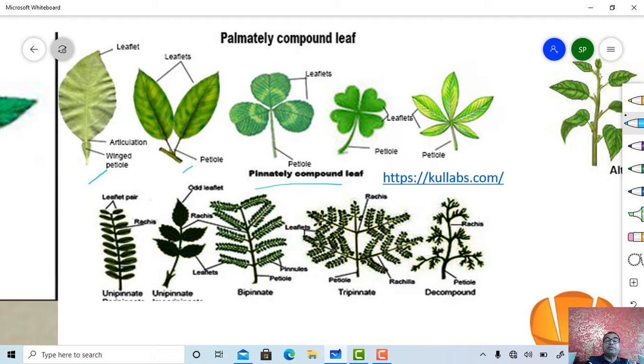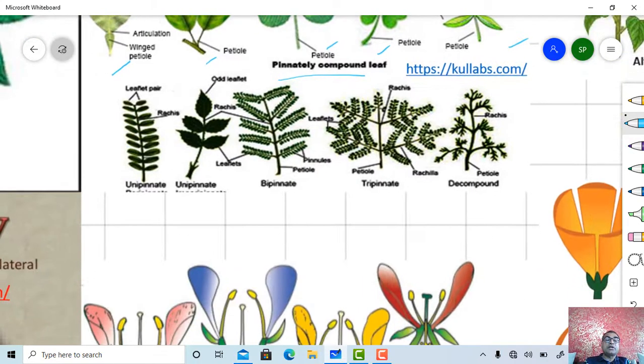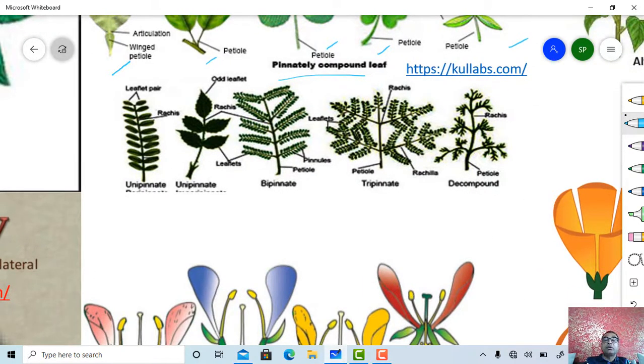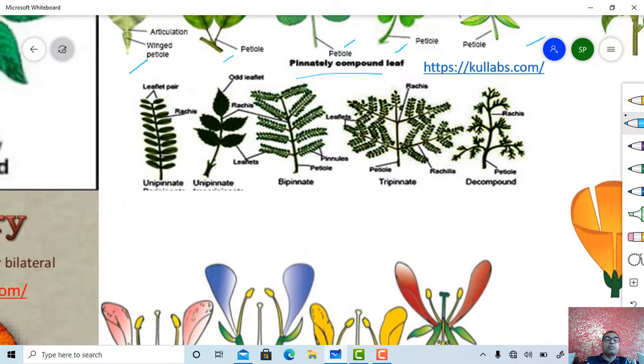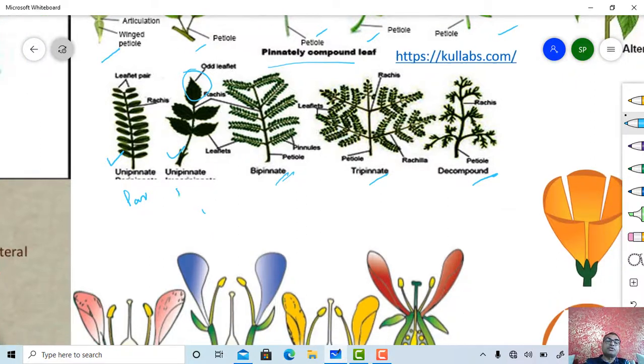Unifoliate, bifoliate, trifoliate, tetrafoliate, multifoliate. So these are palmately compound leaves, and these are the figures from pinnately compound leaves. Both the figures are unipinnate. This one is bipinnate, then tripinnate, and this one is decompound. This is a unipinnate, paripinnate type, and here an odd leaflet is present. Therefore, this one is called imparipinnate.